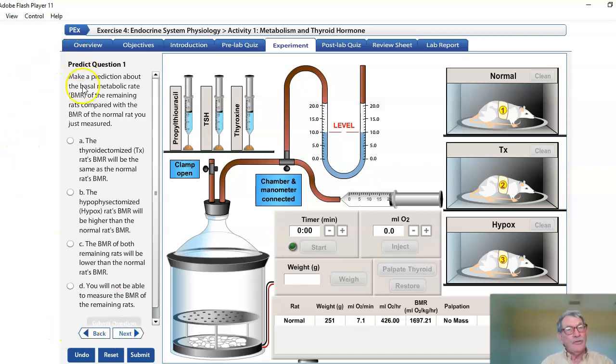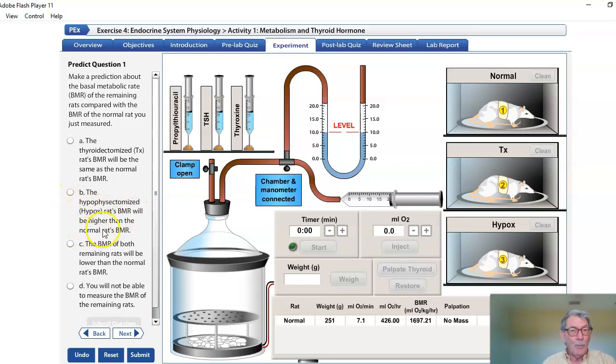Let's predict what's going to happen here. What is likely to happen for this next rat? Thyroidectomized rat, BMR will be the same as a normal rat? Well, if he doesn't have a thyroid, he can't make thyroid hormone. What does thyroid hormone do? It raises your metabolic rate. So, no, it's going to be lower, right?